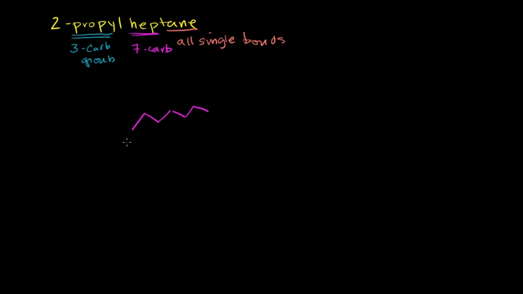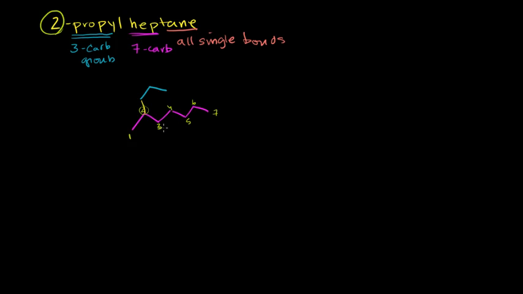And then, let me pick a good color here. On the second carbon, if we just number it 1, 2, 3, 4, 5, 6, 7, on the second carbon right there, we have a propyl group. But it's a 3-carbon group. So let me draw the propyl group. So we have 1, 2, 3, a 3-carbon group, and it's attached at the second carbon right there. So this molecule, 2-propylheptane, looks just like this.